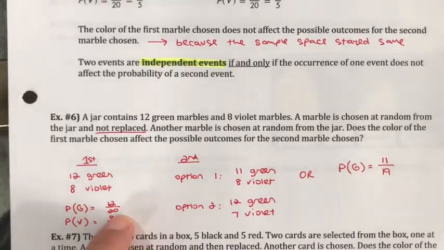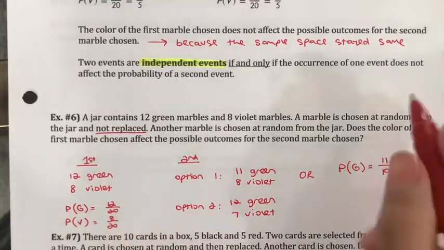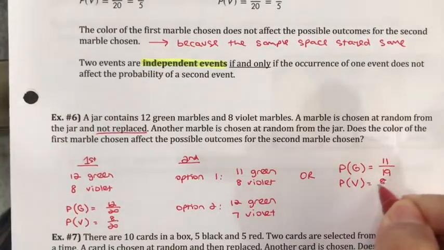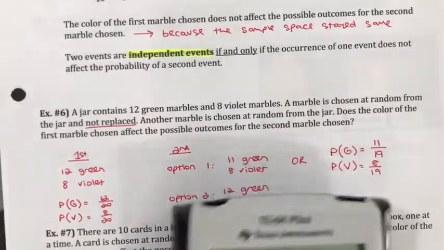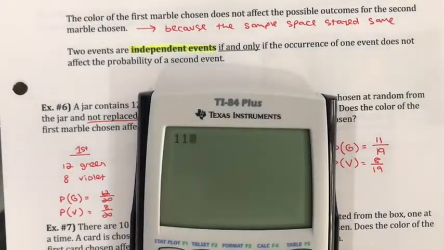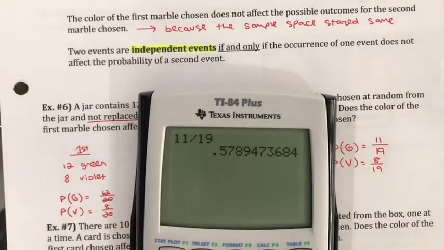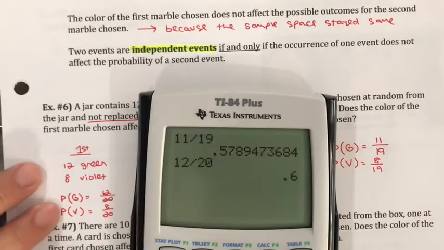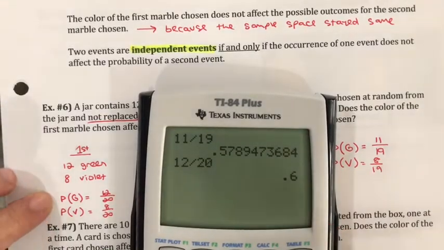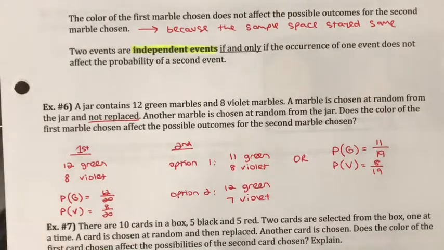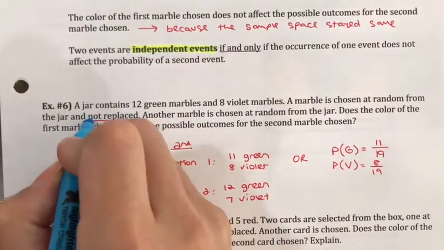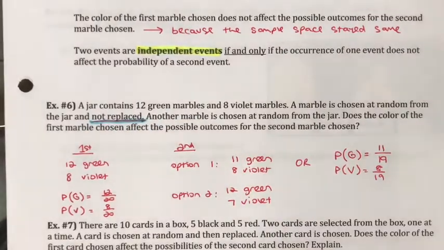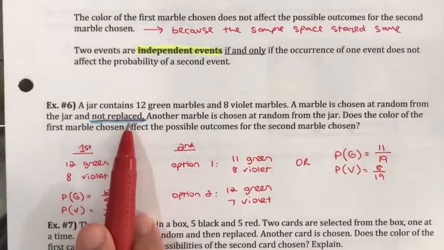That's a different fraction than 12 out of 20. The probability of violet would be 8 out of 19, which is not the same as 8 out of 20. And you can even compare the decimals if you're not sure about the fractions. If I do 11 over 19, compare it to 12 over 20, these decimals are slightly off from each other. So I don't necessarily have to do all this work. To be honest, if you just saw the part that said not replaced, that means that the probability is changing.